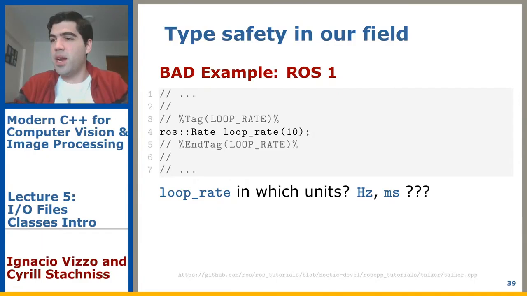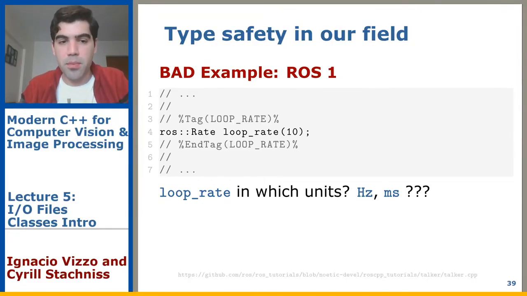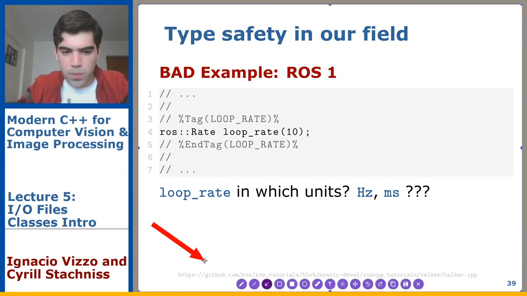Here is an example of type safety in our field. People from ROS are doing a lot of work to migrate from ROS1. When ROS1 started to be a code base for robotics, this was, I guess, before C++11. There was not much expertise on the language itself among the people, and probably the tools were not there. So ROS1 has a lot of drawbacks, not only with type safety, but this is one example. If you go to the Hello World example from ROS1, the link is in the description, so go and check it out.